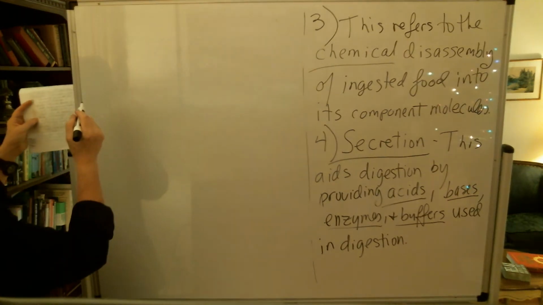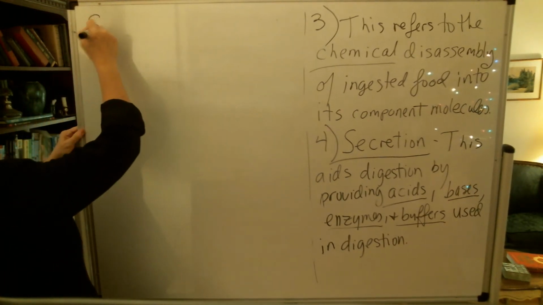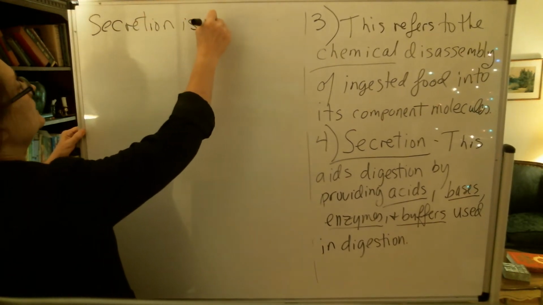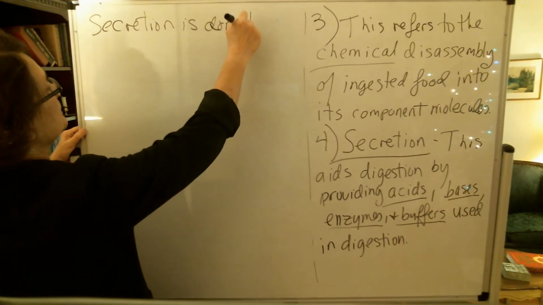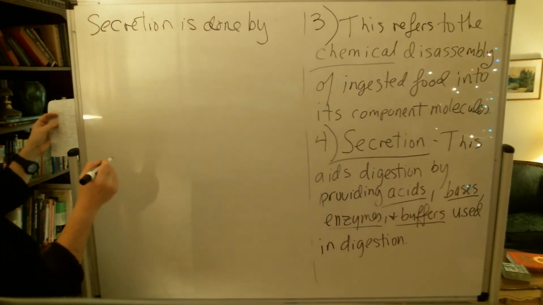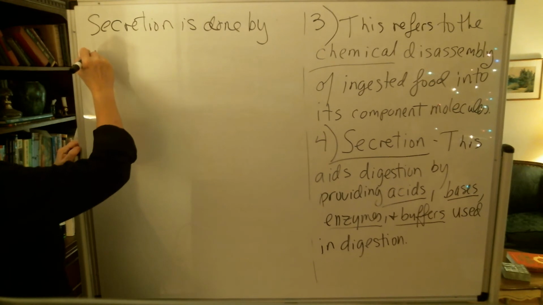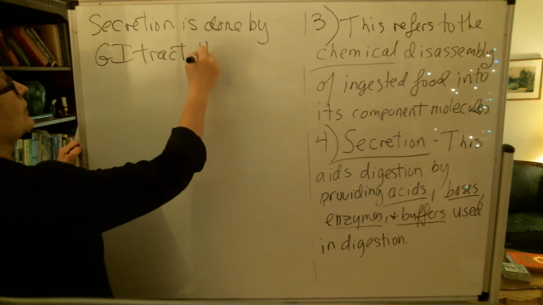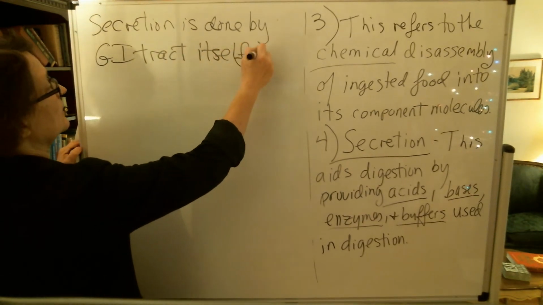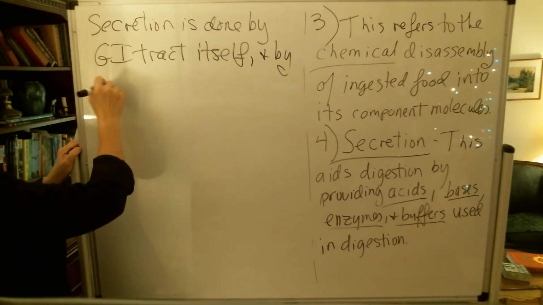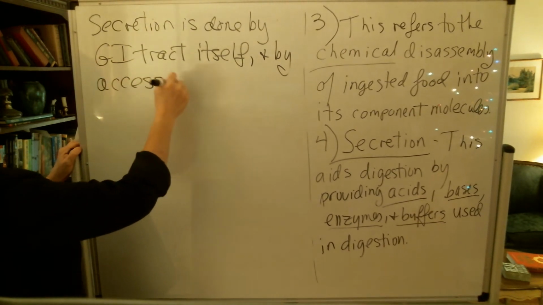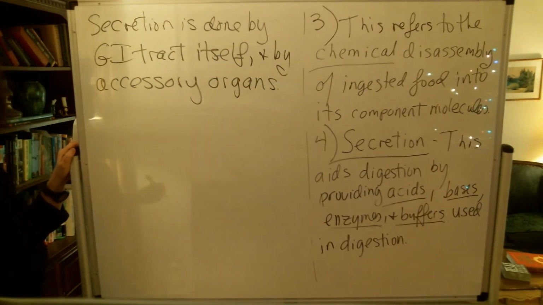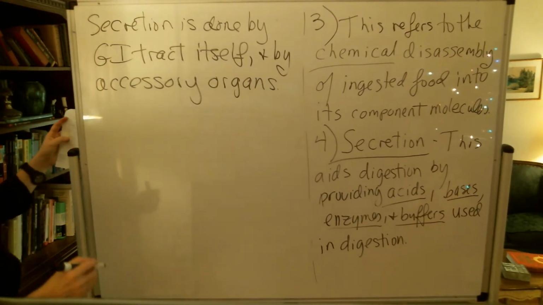Carrying on with this, then, the secretion is done then by both the GI tract itself and by the accessory organs. So we have lots of things making these secretions.